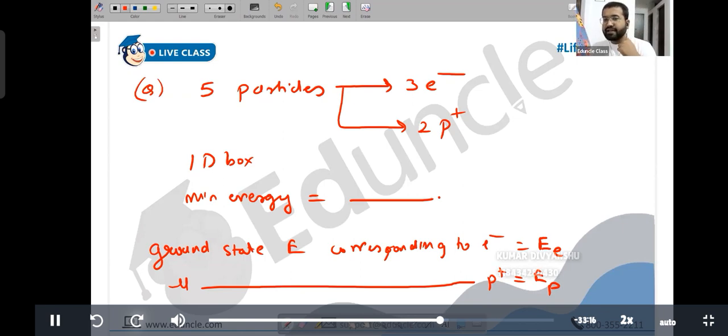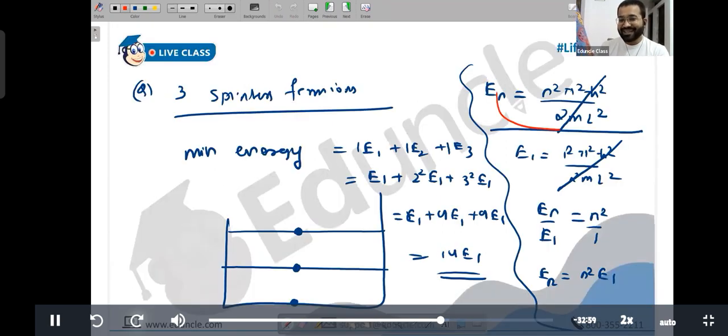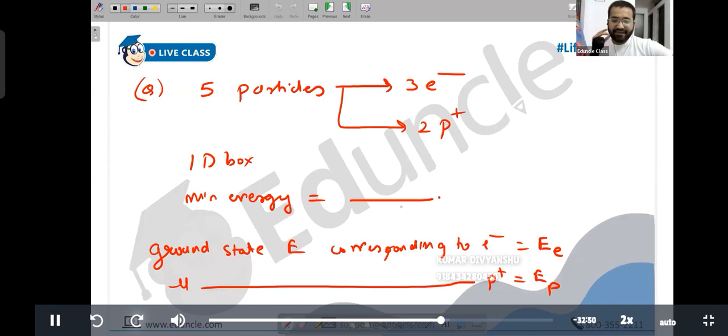Why do they have different ground state energies in the first place? Both are fermions. Protons and electrons, both are fermions. But they have different mass, and hence I gave you that note right now, because energy depends on mass. Mass is different, so energy is different. Obviously, they will have different energies. They have different ground state energies because they have different masses.